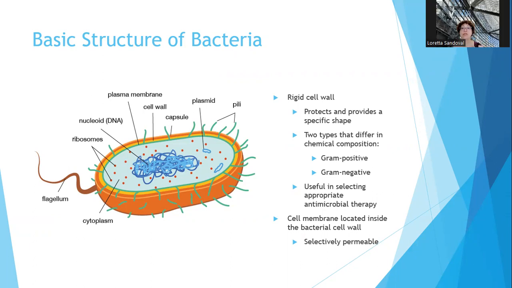There's a cell membrane located inside the bacterial cell wall. Just like with our cells, we have a selectively permeable cell membrane. So that's one difference between bacteria and us, is we don't have cell walls. Plants have cell walls that help provide structure to their cells, but we don't. Bacteria do have cell walls, and their cell walls are a big protection device, and it has other features that help the bacteria do what it needs to do.